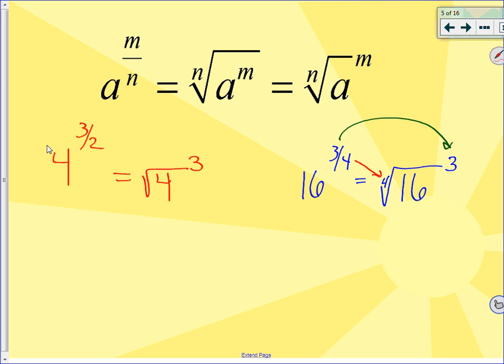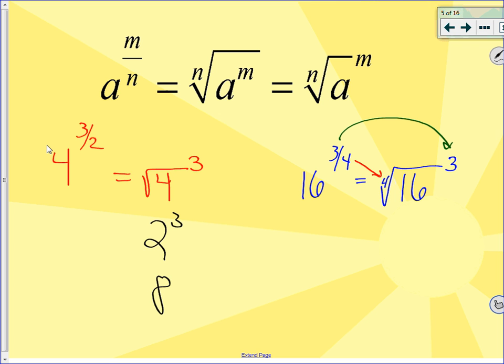So if I were to figure these out, first I would take the square root of 4, because taking roots always makes numbers smaller. So it's better to make numbers smaller before they become bigger, because it's just easier to do in your head. So the square root of 4 is 2. 2 to the third power is 8. So 4 to the 3/2 power is 8. Any questions on that?